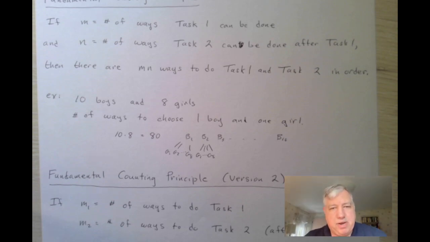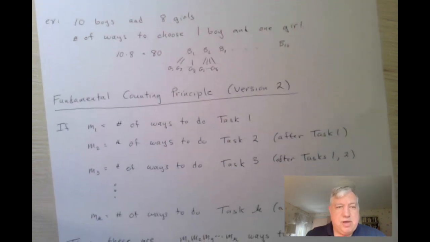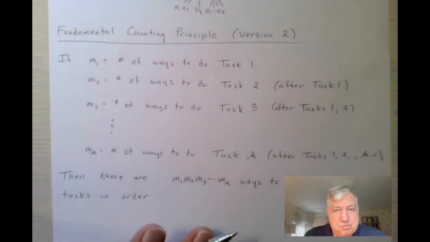Now, a simpler way, maybe with smaller numbers, is if you want to make a peanut butter and jelly sandwich, you first choose your peanut butter and then you choose your jelly. Well, let's say maybe you also have to choose your bread. Well, that would be a case where you have 3 tasks to do. So we need to generalize this fundamental counting principle.